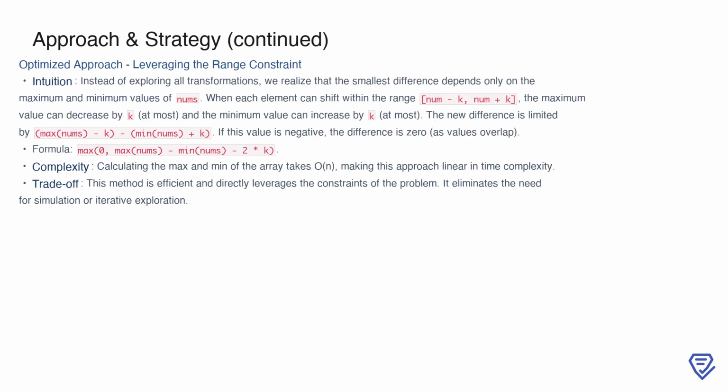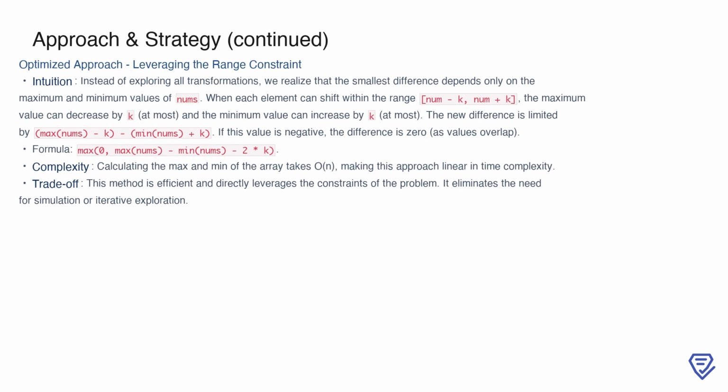Now, let's focus on an optimized approach that leverages the constraints of the problem. Instead of simulating all transformations, we recognize that the smallest difference is determined only by the maximum and minimum values of the array. If each element in the array can shift within the range, number plus or minus k, the maximum value can decrease by k at most, and the minimum value can increase by k at most. This observation leads us to calculate the new difference as max(nums) - k - (min(nums) + k). Importantly, if this value becomes negative, the difference is 0 because the values overlap completely.